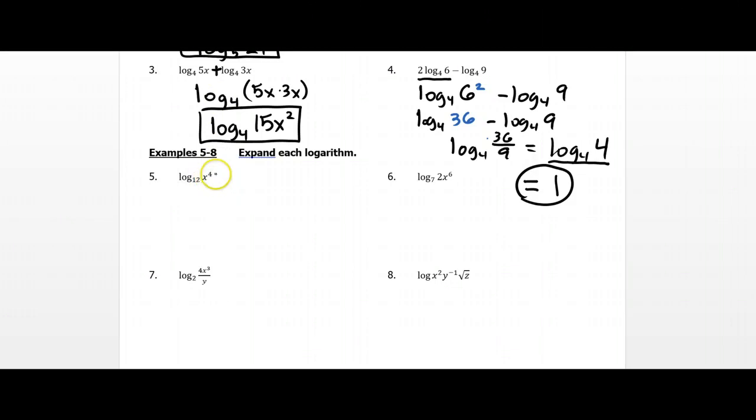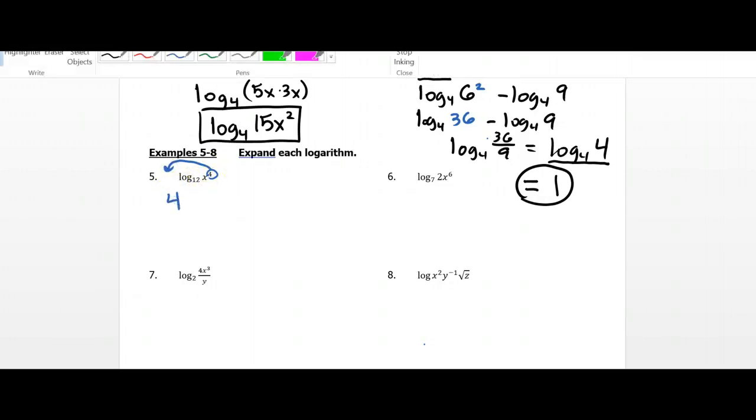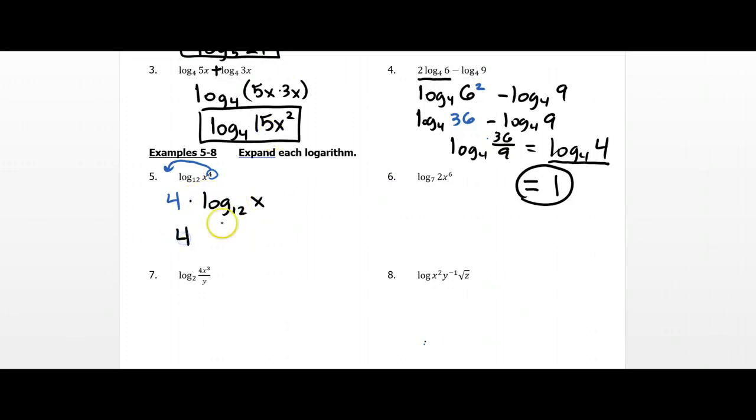To get rid of that exponent there, I'm going to use my power property, which says I can take this exponent 4, and I can multiply it by the logarithm base 12 of x. So this becomes 4 log base 12 of x when I expand this log.